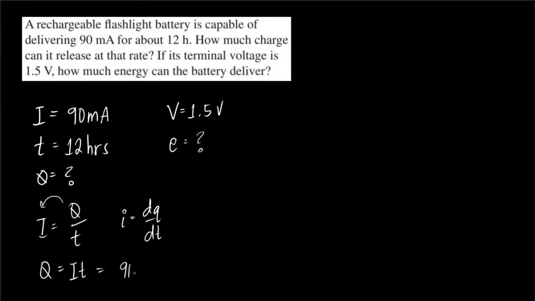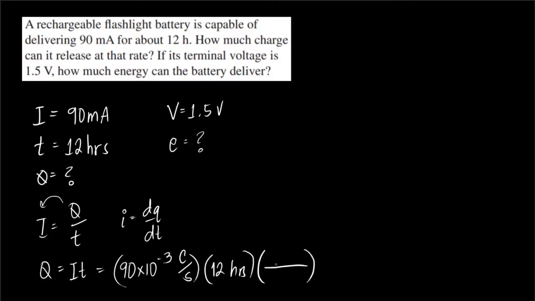I is 90 milliamperes, so times 10 to the negative 3. Now, amperes can be broken down into coulombs per second, right? But the given is 12 hours, so we have to convert hours into seconds. 1 hour is 3,600 seconds. Cancel hour, cancel second, and what remains is coulombs, since charge is what you're looking for.